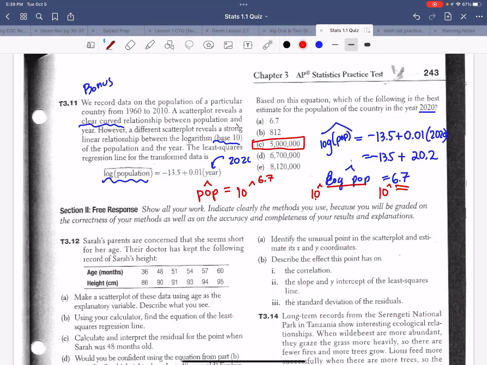Okay, and that's C. So we typed this in the calculator and we got approximately 5 million. And so this is our answer. And again, this is bonus, but some students do understand how to take the inverse log and the log of numbers. So go ahead and give them some bonus for knowing that.